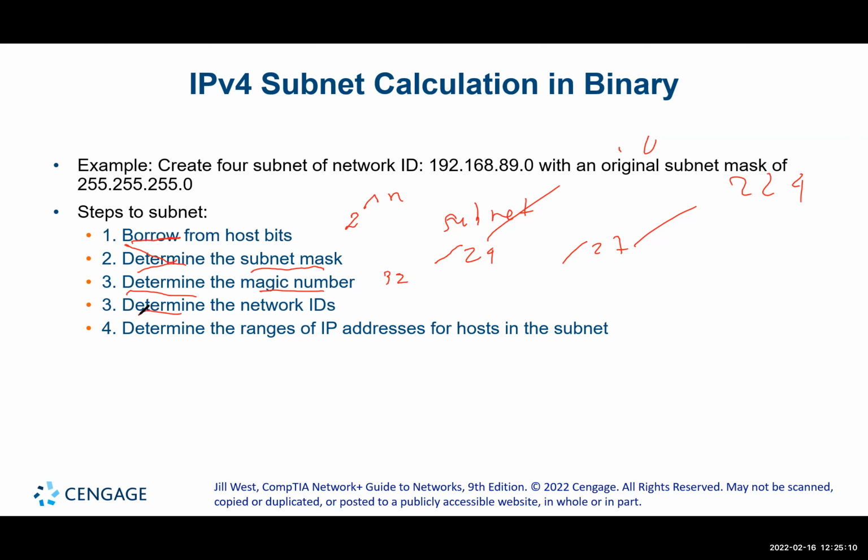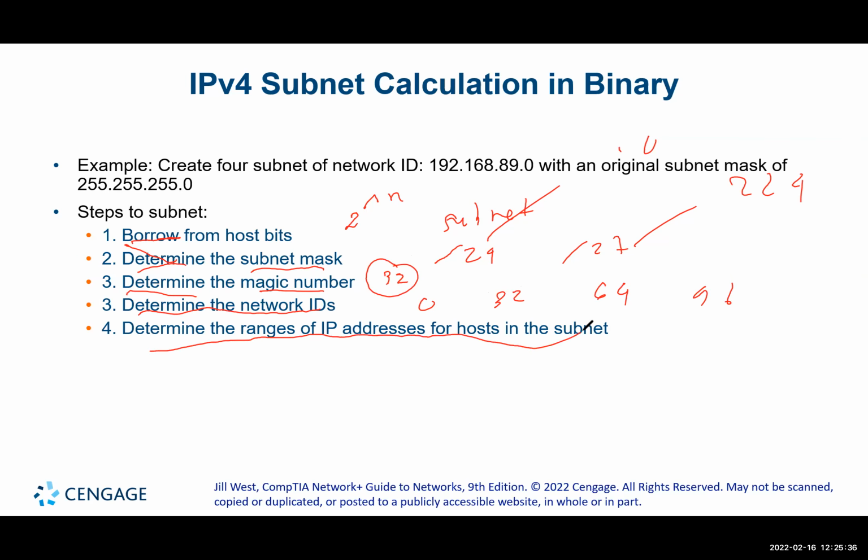Now you determine the network ID. The network ID is the network address for each of the small pieces of the subnet. So we see the first one here is 0. The next one you have 32, the next one you have 64 and 96 and so on. It increases by the magic number here.